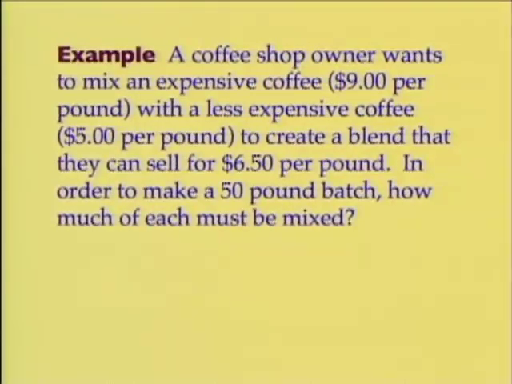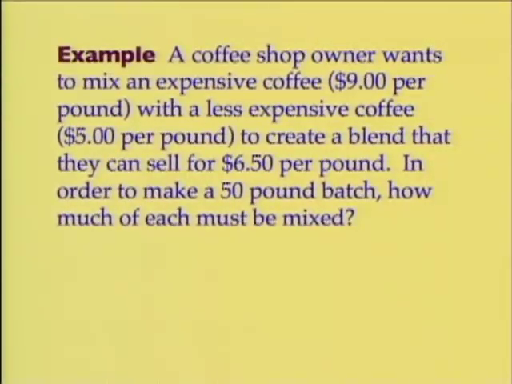A coffee shop owner wants to mix an expensive type of coffee at $9 a pound with a less expensive coffee to create a blend that will sell better. The expensive one costs too much. The other one is considered not as good as the rest. So we're trying to mix a batch here, a 50-pound batch that is somewhere in the middle, okay?